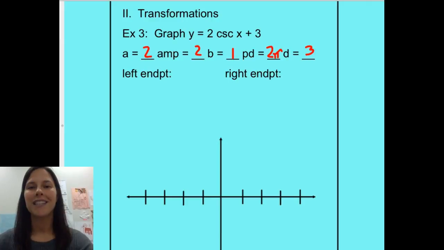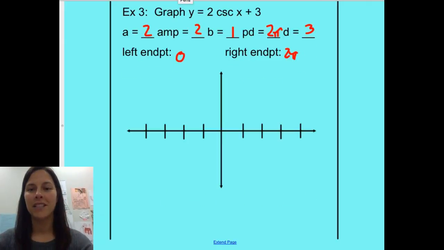Notice that plus C is not in parentheses with the x, so it is not a phase shift, it's a vertical shift. Our left endpoint will be 0, and our right endpoint will be 2 pi, because we do not have a change in period or a phase shift on this one. That makes life easy for scaling our x-axis by pi over 2, pi, 3 pi over 2, and 2 pi, just like our parent function, and reflecting that over off to the left.